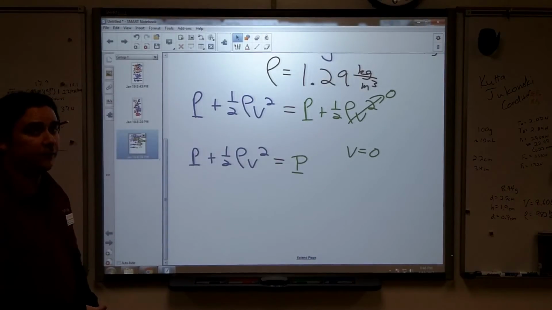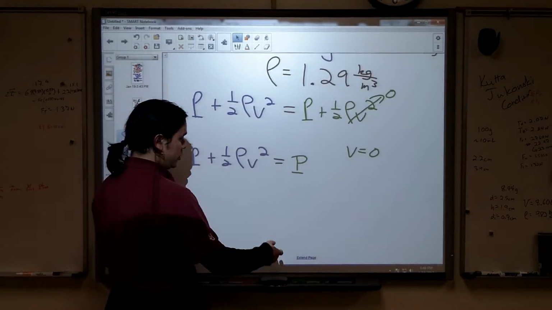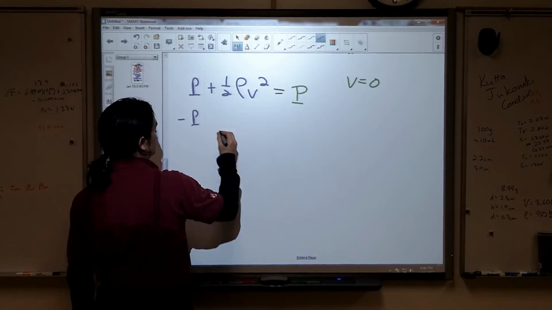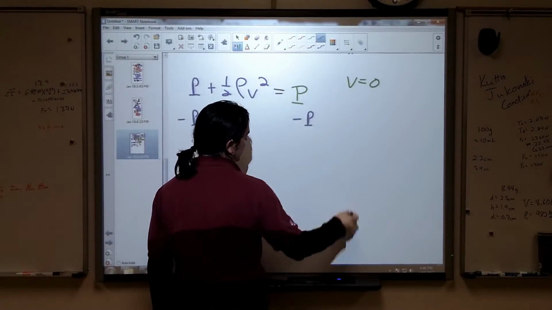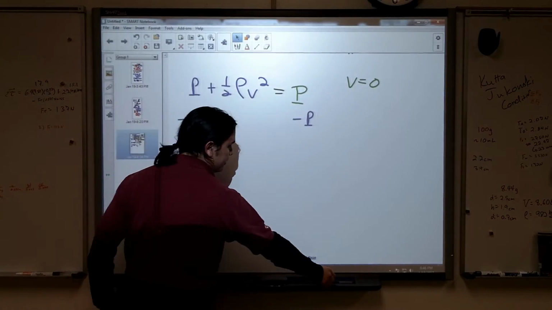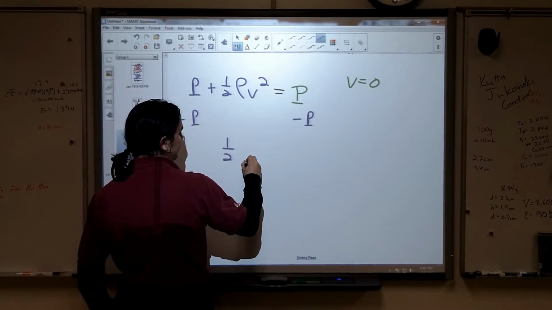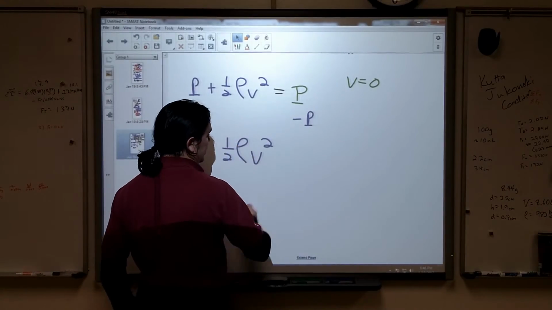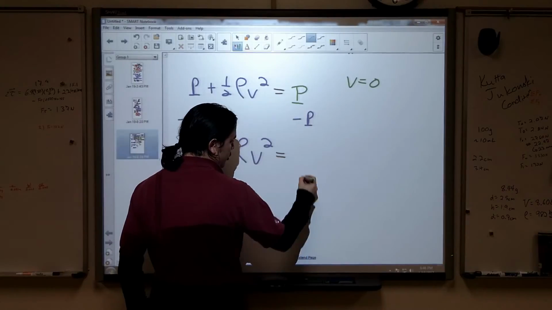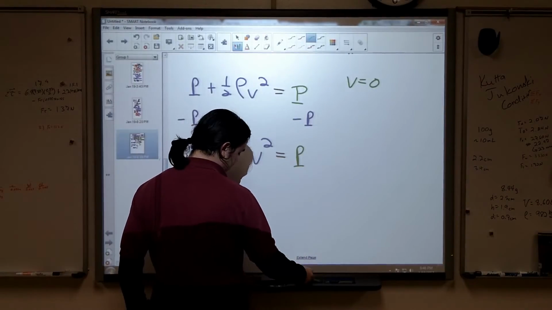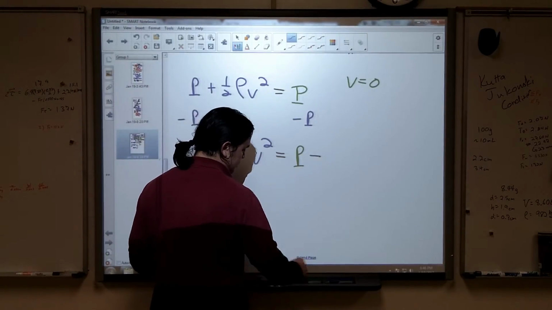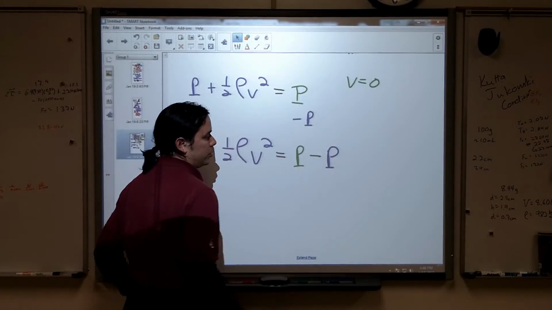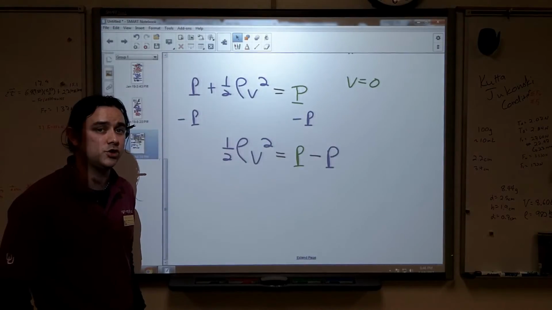They want us to find the difference in pressure, which is one pressure minus the other, so I'm going to subtract off P from both sides. In this case, it's P in the blue area. I get the following: 1/2 rho v squared, which is the dynamic pressure, will be equal to the pressure on the inside of the house minus the fluid pressure on the outside of the house. This is actually what we're looking for. This is the difference in pressure.